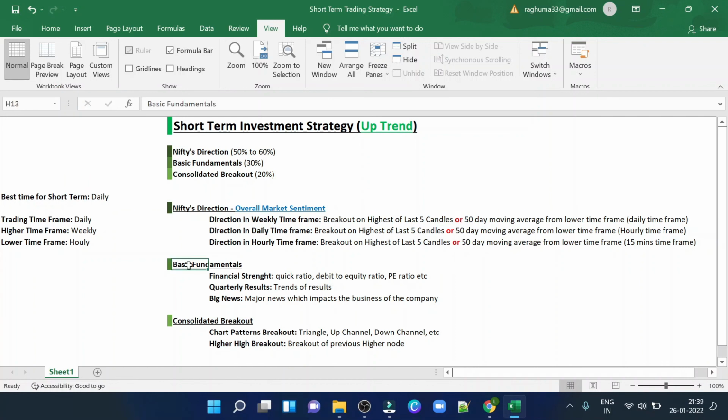In the next video, I will talk about the basic fundamentals of the stock. After that, I'll make a combined video of these three topics, which are the main components of the short-term investment strategy, which is going to be the final video of the short-term investment strategy or trading.